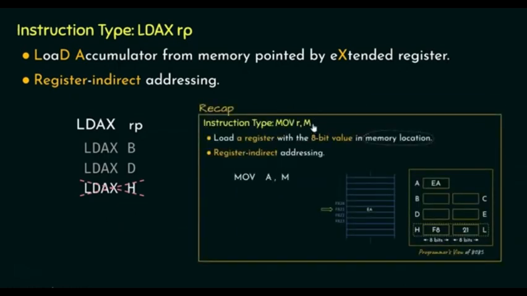I hope you remember this. MOV R,M specifies that we are supposed to load a register with the 8-bit value in the memory location. And what is the memory location? The memory location which is pointed by the HL register pair. This too is an example of register indirect addressing. And if you notice, using this instruction, we can perform the same operation which we could have performed using LDAX H. So, since this instruction already exists, there is no use of having another instruction of the same functionality.